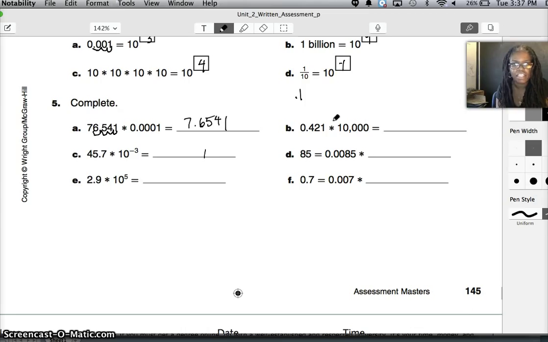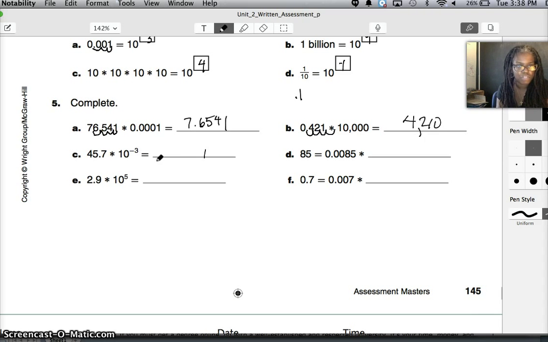7.6541. Again, this number is actually getting bigger, right? So because I'm multiplying by 10,000, I'm going to move it over 1, 2, 3, 4 spaces. 1, 2, 3, and 4. So I'm left with 4,210.